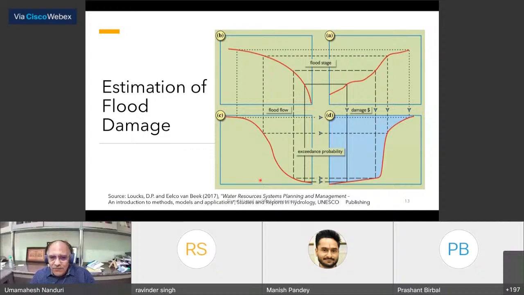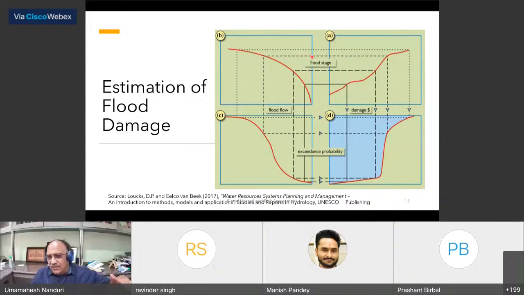Okay, so from the frequency analysis, what you are trying to get is a curve like this, where you are plotting a graph between the magnitude of flood flow and the exceedance probability. So this is a graph that you get once you do the frequency analysis based on the flow data. And at the location where you have the gauging data, maybe you have measured local discharge and stage and got a stage discharge relationship. So now for a given flood flow, I can find the corresponding flood stage.